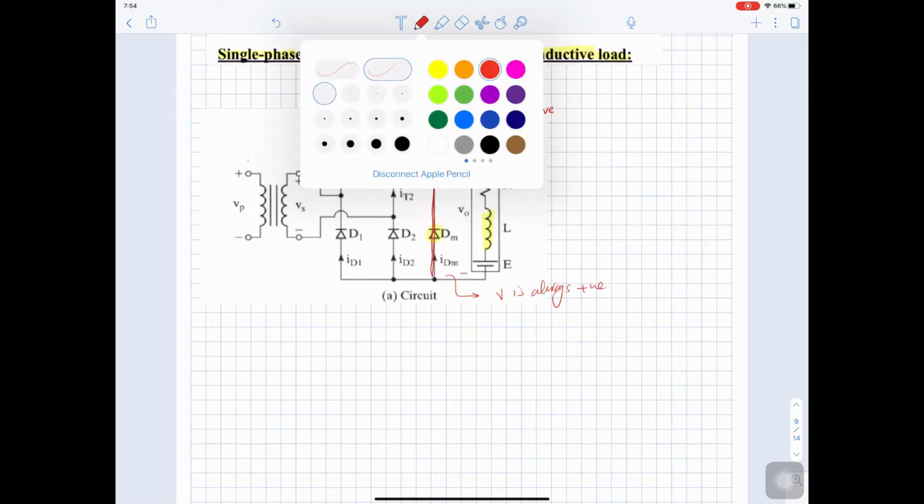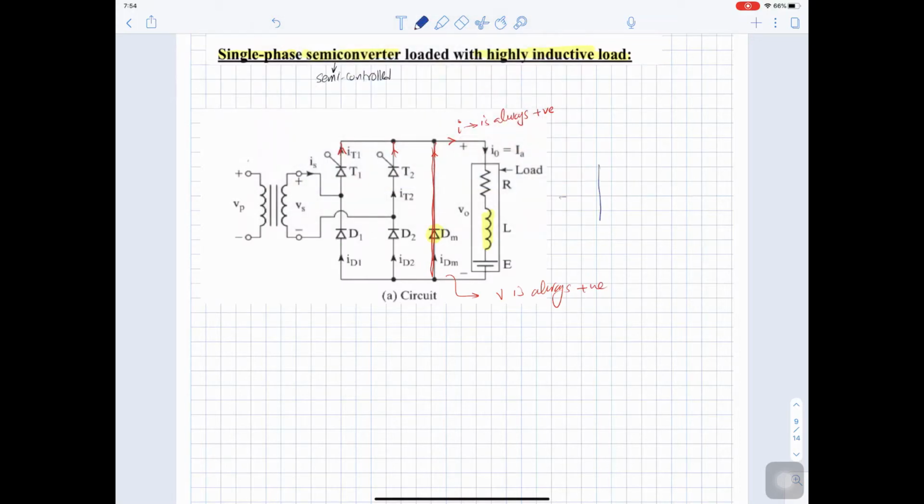So if we sketch the VI characteristic of this converter, we have only one quadrant. Compared to the fully controlled or full converter, this one gives you only V positive and I positive. If you remove the freewheeling diode, you can have the negative voltage, the second quadrant. But the semi-converter is always used with the freewheeling diode.